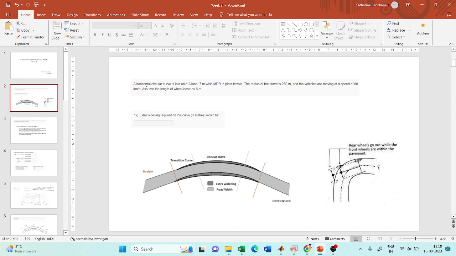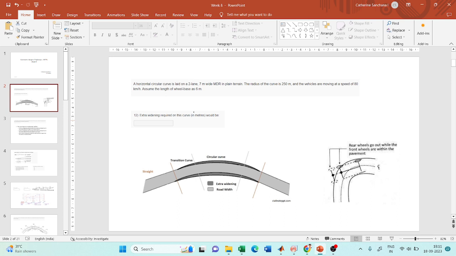Now, it is the same question as we did last week. A horizontal curve is laid on a two-lane, 7-meter wide major district road in plain terrain. The radius of the curve is 250 meters and the vehicles are moving at a speed of 80 kilometers per hour. Assume the length of the wheelbase as 6 meters. Now we are asked to find out how much extra widening is required. Before that, we will see what extra widening is.